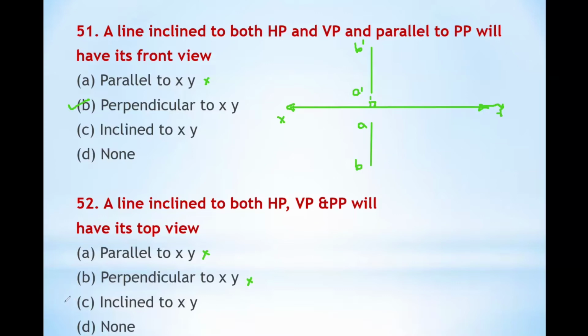Okay, so it's the correct one, because in this case, when the line is inclined to all the planes HP, VP and PP, whatever the front view and the top view we get, they are inclined to XY. Out of that, they have asked how its top view will be. That will be inclined to the XY. So here option C is the correct one. Okay, we'll see the next one.